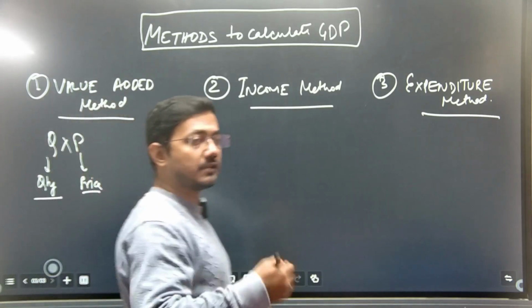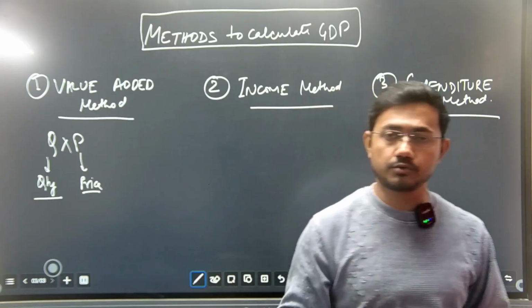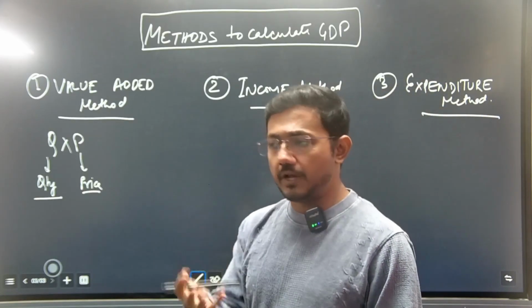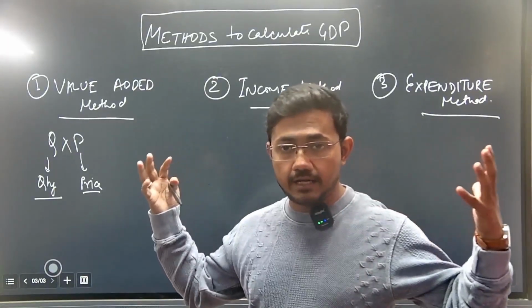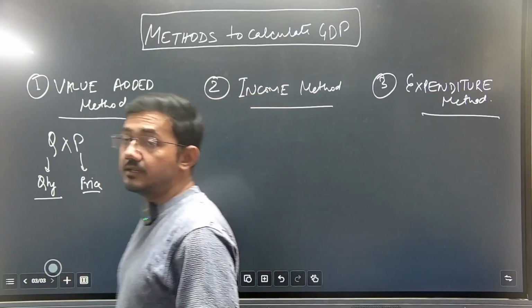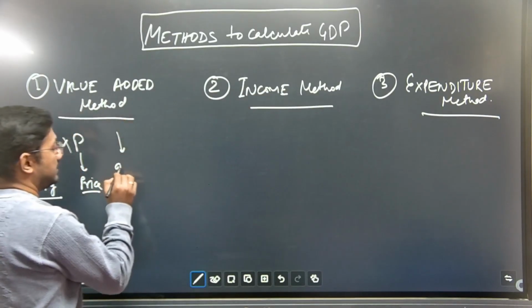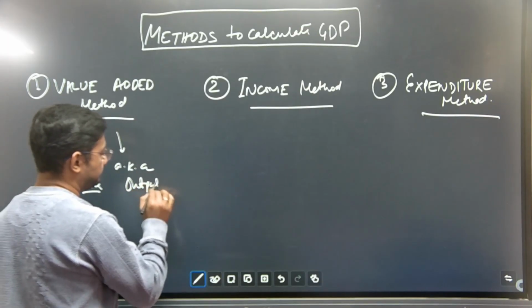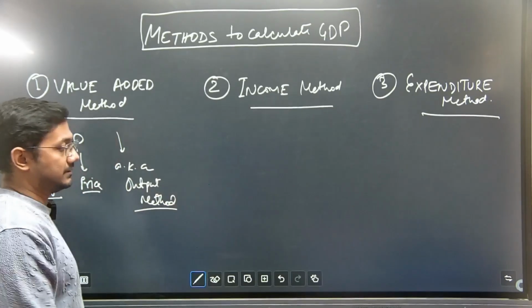Now, in case of goods, how much quantity has been produced is multiplied by the price of that product, and we get the value. When we sum up all the goods multiplied by their price, we will get the GDP under the value added method. This value added method is also known as the output method.